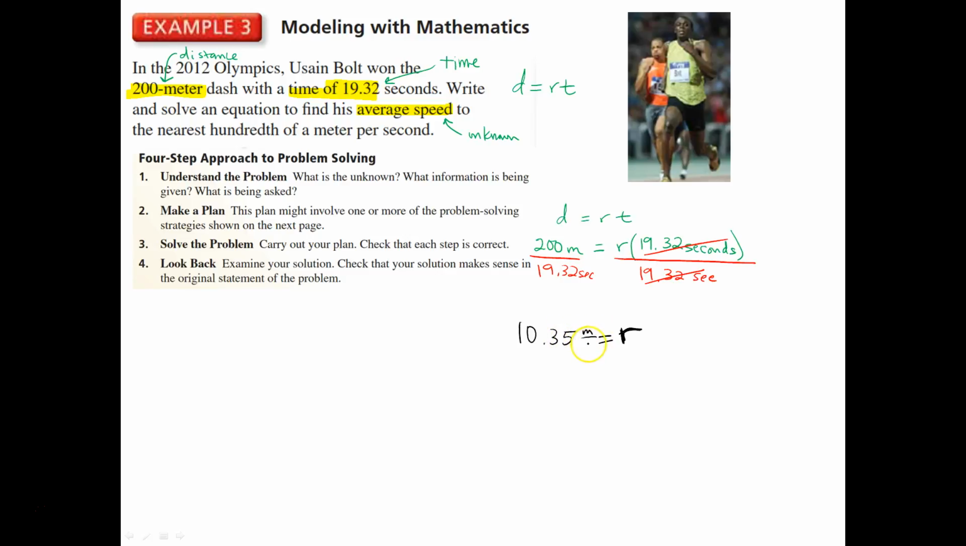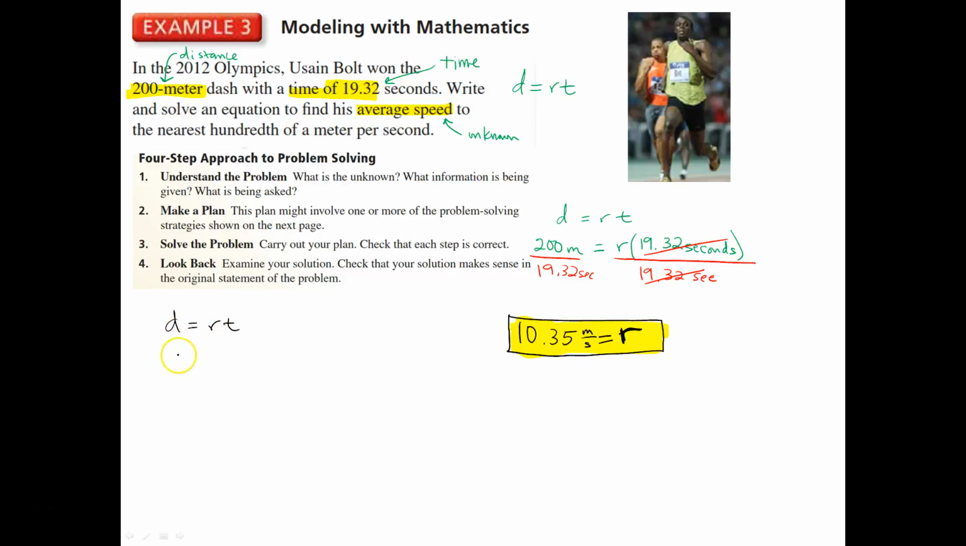10.35 meters per second. Notice how meters per second kind of works out. So there is my solution. So now step 4 is to look back and check that our solution actually makes sense in the original problem. So let's see, Usain Bolt won a 200-meter dash in that amount of time. So if he was going to run 200 meters at a rate of about 10 meters per second, we got D equals R times T.